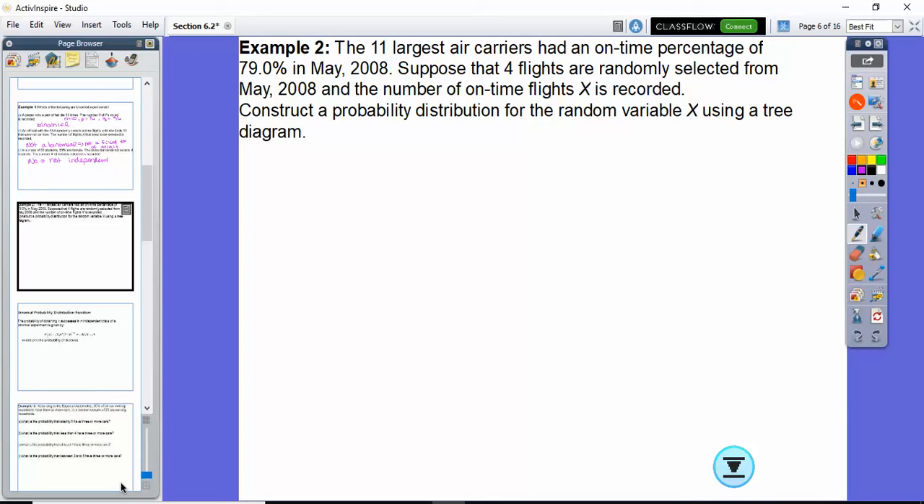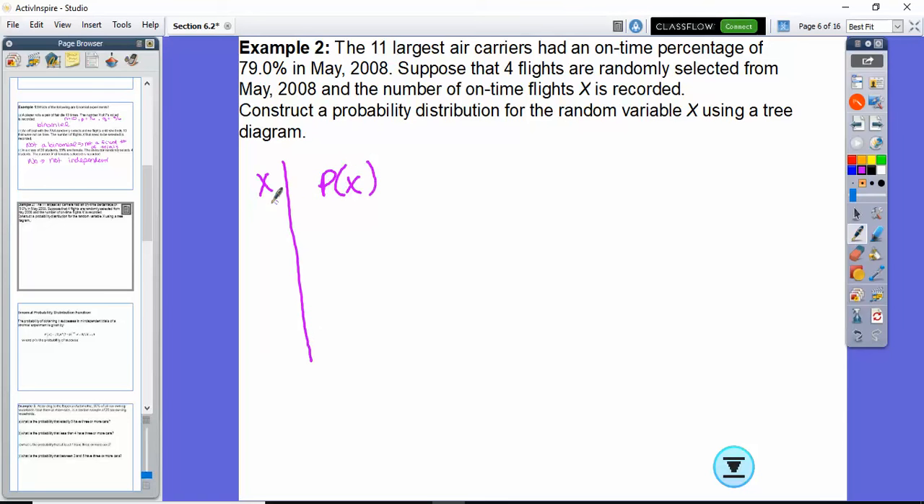Let's look at a binomial example. The 11 largest air carriers had an on-time percentage of 79% in May of 2008. Suppose that 4 flights are randomly selected from May 2008 and the number of on-time flights X is recorded. Construct a probability distribution for the random variable X using a tree diagram. Okay, so the probability distribution, that's when you have your X and your P of X.